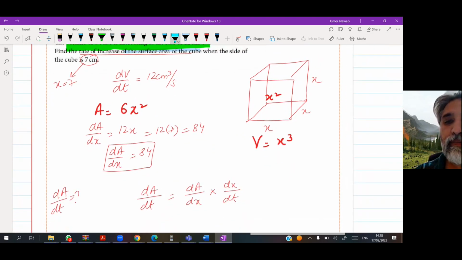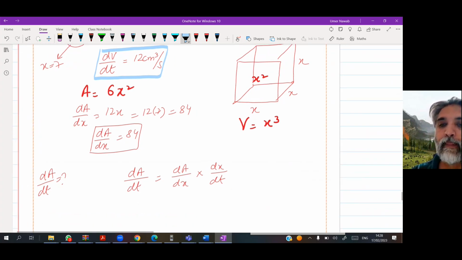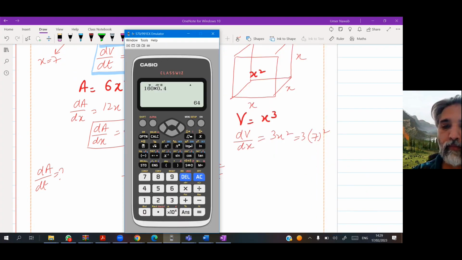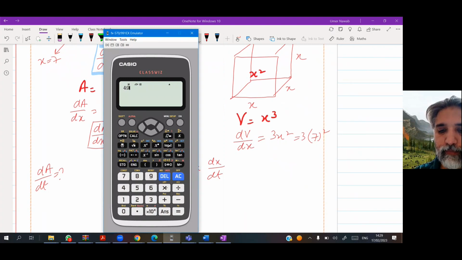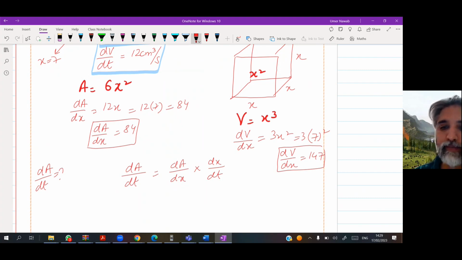The guy has given me dV over dt. So how to get dx over dt? It's pretty simple, guys. Don't worry. I'm going to find from the volume formula, dV over dx. So dV over dx is what? 3x squared. He gave us the x, which is 7. So 49 times 3. It gives us 147, and so dV over dx is 147.